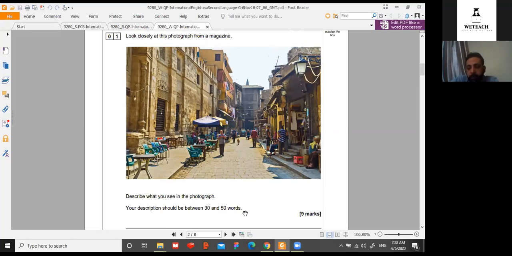So then you have 9 marks. These 9 marks are divided into language and content. What do you mean by language and what do you mean by content? Content means your description is accurate, up to the point, and belongs to the photo, rather than something which is not there. You can take the full mark for the content, which is 6 marks out of 9.